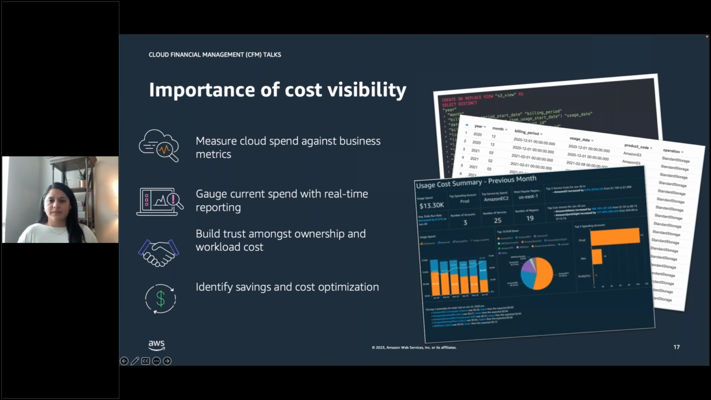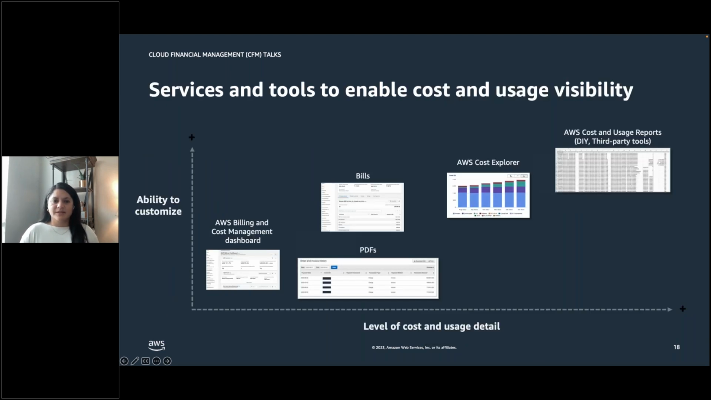Next slide, please. This graph is a good example of what AWS resources are readily available for you, based on the ability to customize and the level of cost and usage details. Starting from the AWS Billing and Cost Management dashboard, which provides an overview of your AWS costs across all accounts, regions, services, and top cost trends, from analyzing your bills and viewing PDF invoices, to using AWS Cost Explorer to enable you to visualize, understand, and manage your costs and usage over time, or the AWS Cost and Usage Report, which provides granular data at the resource level.